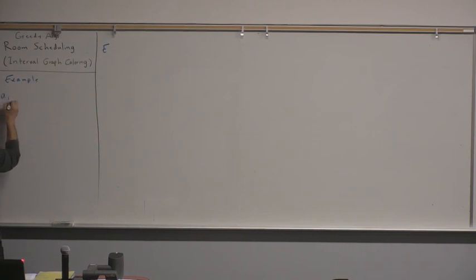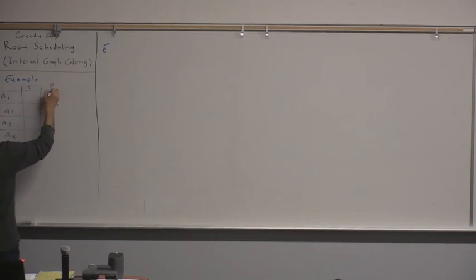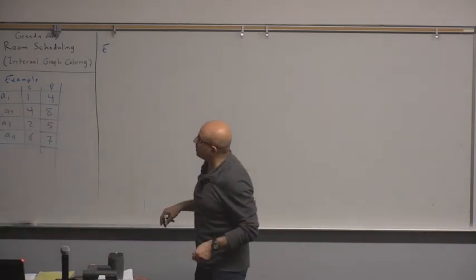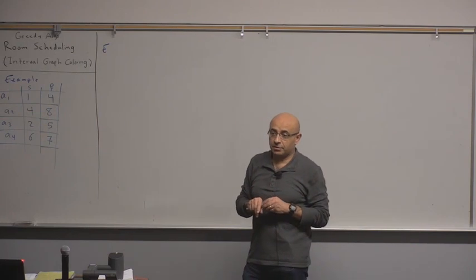Example. A1, A2, A3, A4. This is the start, this is the finish. So A1 starts at 1 and finishes at 4. A2 starts at 4 and finishes at 8. A3 starts at 2 and finishes at 5. And A4 starts at 6 and finishes at 7. And we would like to schedule these activities using the minimum number of rooms.